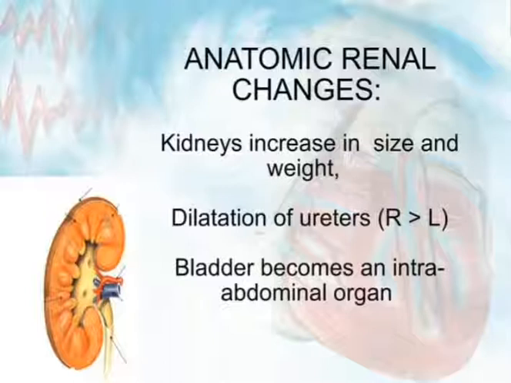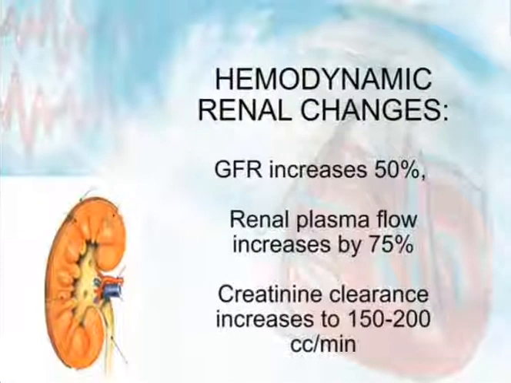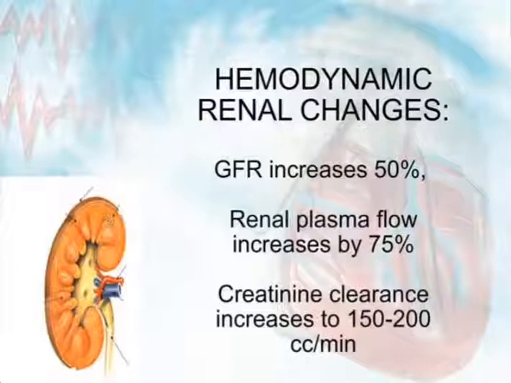Renal system. Anatomic renal changes: kidneys increase in size and weight. Dilation of the ureters, right side greater than left side. Bladder becomes an intra-abdominal organ. Hemodynamic changes: GFR, glomerular filtration rate, increases. Renal plasma volume increases by 75%. Creatinine clearance increases to 150 to 200 cc per minute.